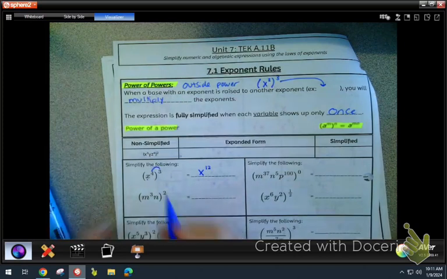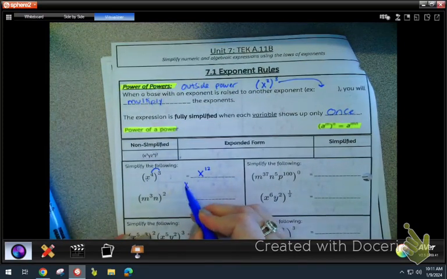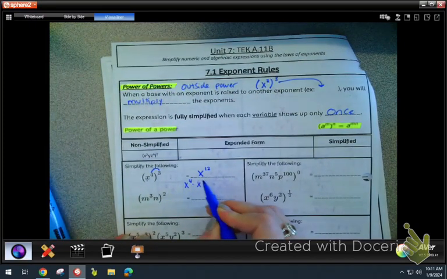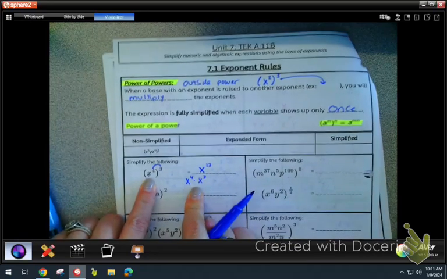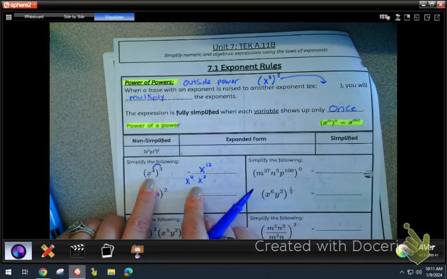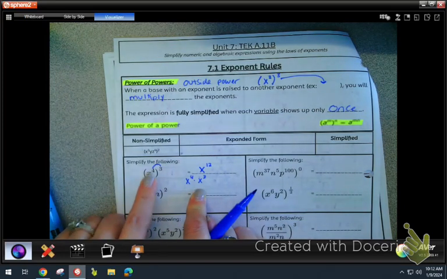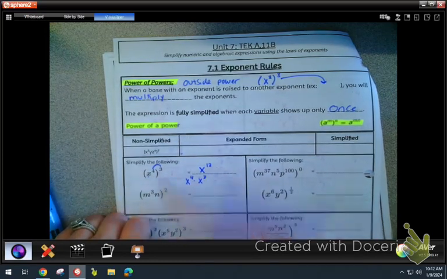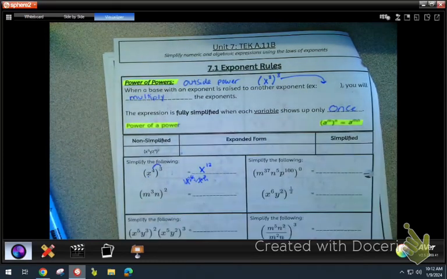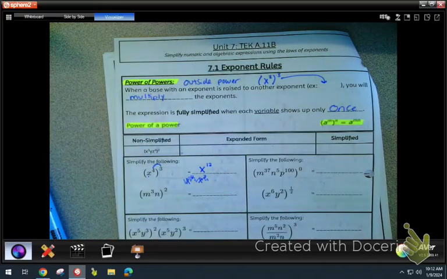I wanted to show you that this is different than a product problem. Don't write this, just look at me. This is different than this. These two, compare and contrast. How are they different? Anya. One is a multiplication, one is just x to the power of 12. So this is an actual multiplication of two separate bases. This is a base with a power to another power. So this we would add, this we would multiply. You really got to pay attention to the outside power there. So x to the 12th, and then I'm done.